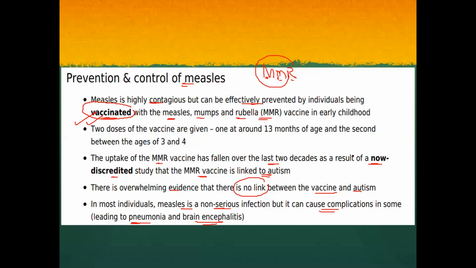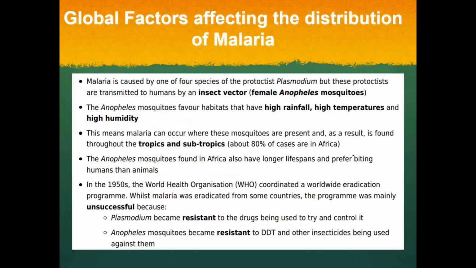So this much about the diseases, right? Let's talk about the global factors which are affecting the distribution of 3 diseases, right? As per our syllabus specifications, we have to talk about malaria, tuberculosis and AIDS, right? So the global factors which are affecting the distribution of these diseases. So let's talk about malaria first. So now, as you know, malaria is caused by one of the 4 species of Plasmodium, right?